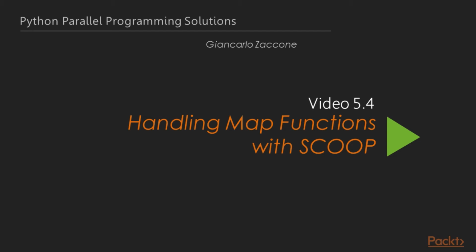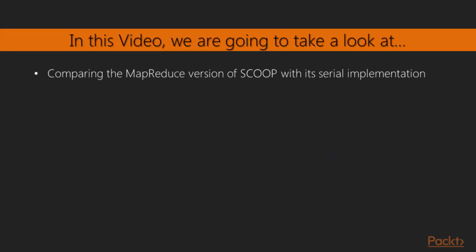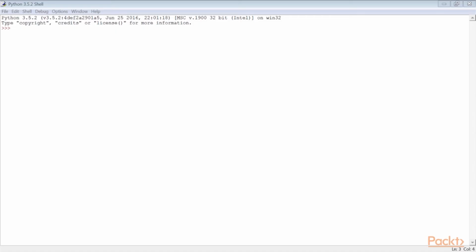In the previous video we performed scientific computing with Scoop. This is the fourth video, titled Handling Map Functions with Scoop. In this video we compare the Scoop implementation of the MapReduce function with a serial implementation. A common task that is very useful when dealing with lists or other sequences of data is to apply the same operation to each element of the list and then collect the result.